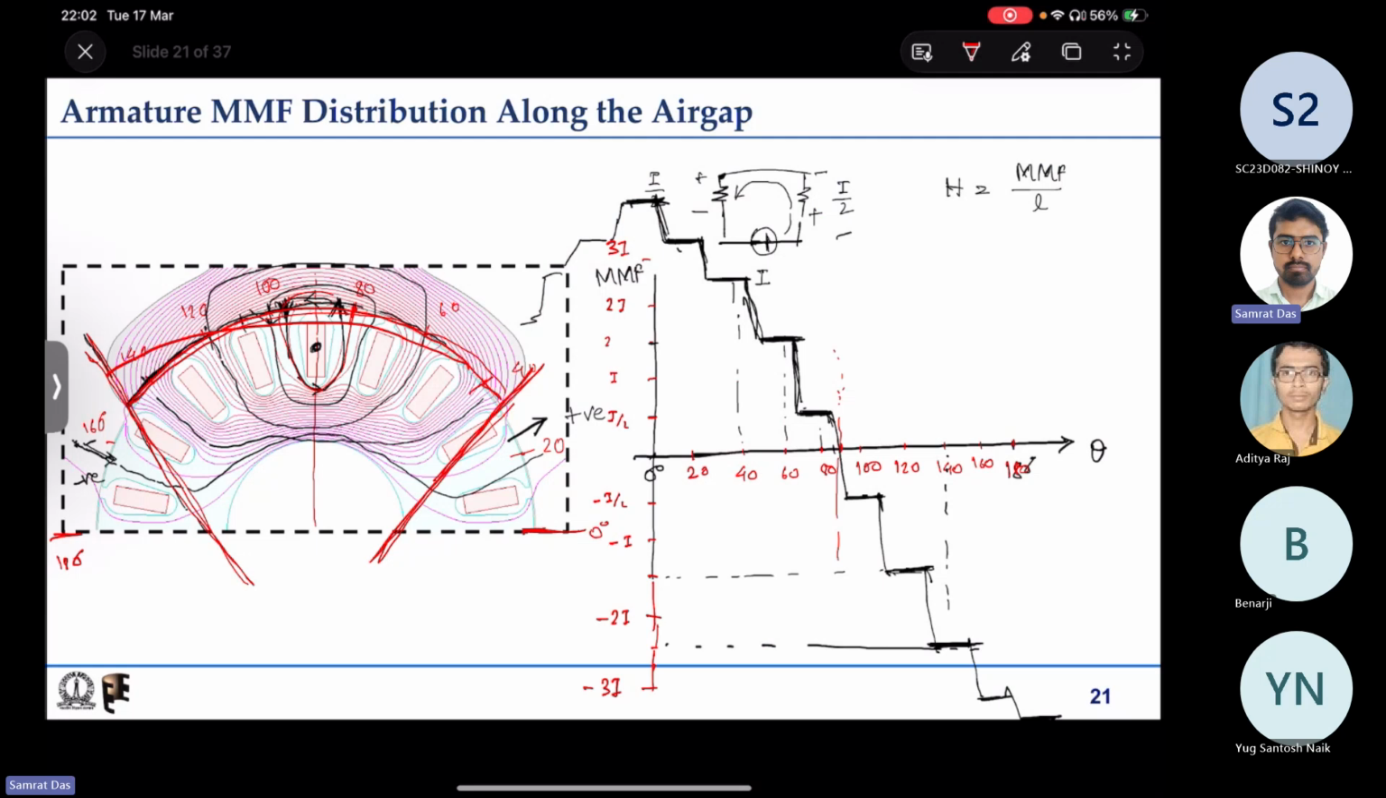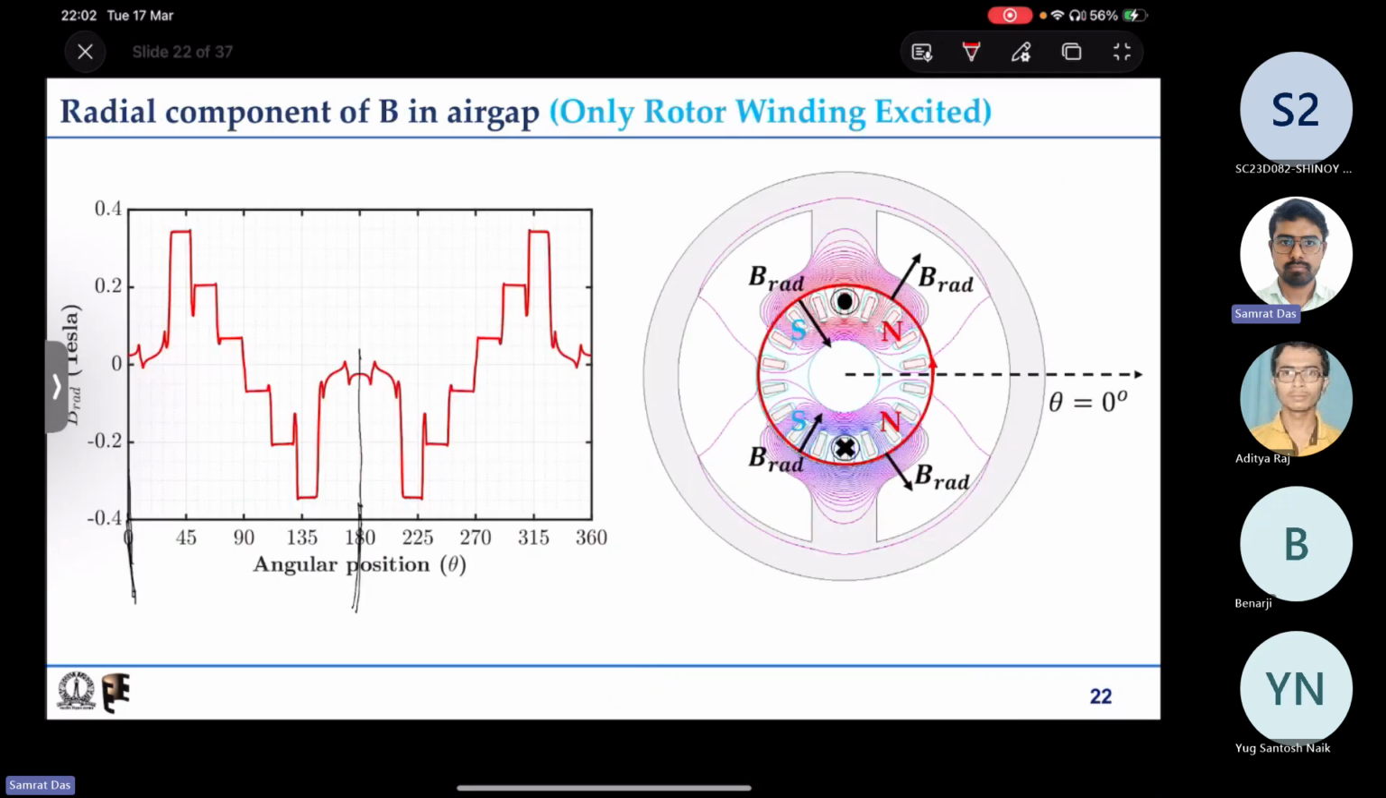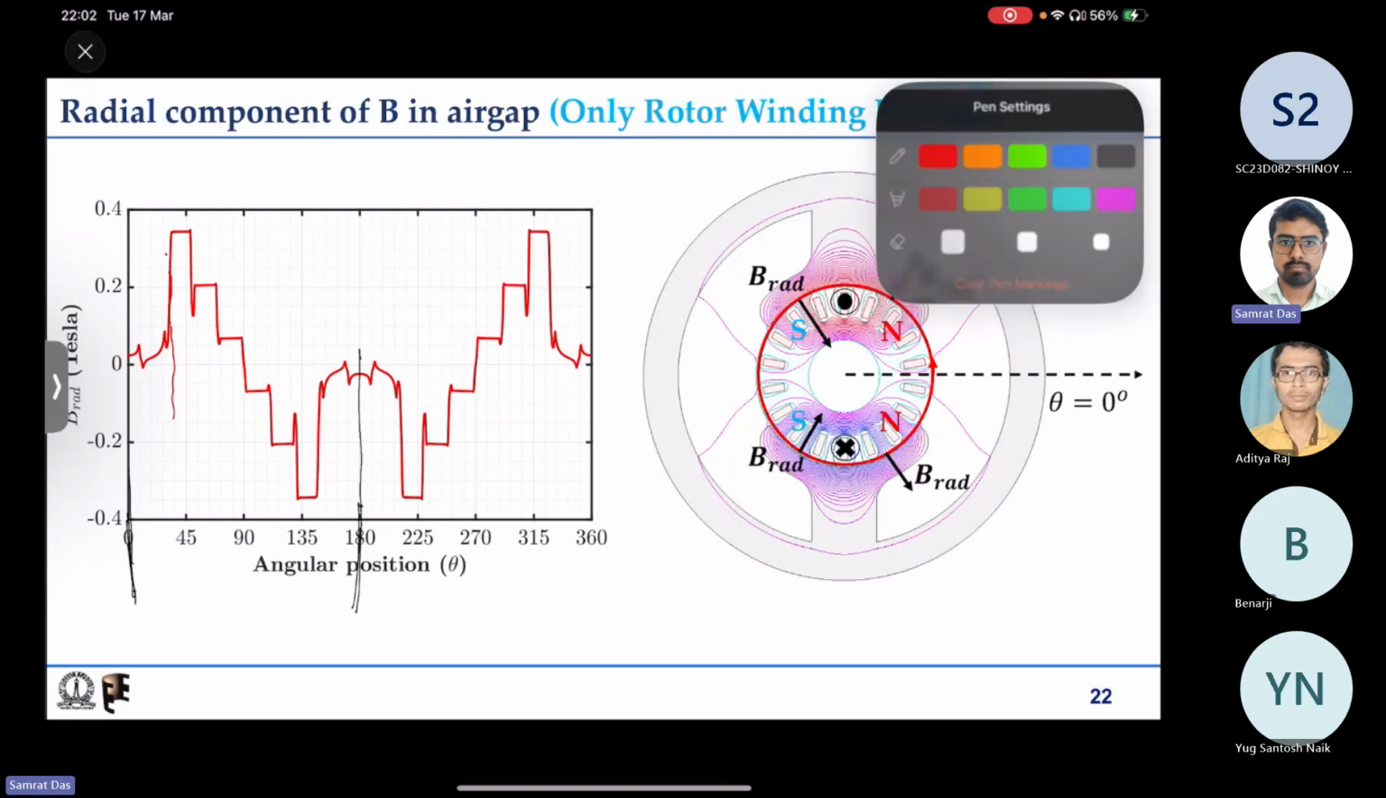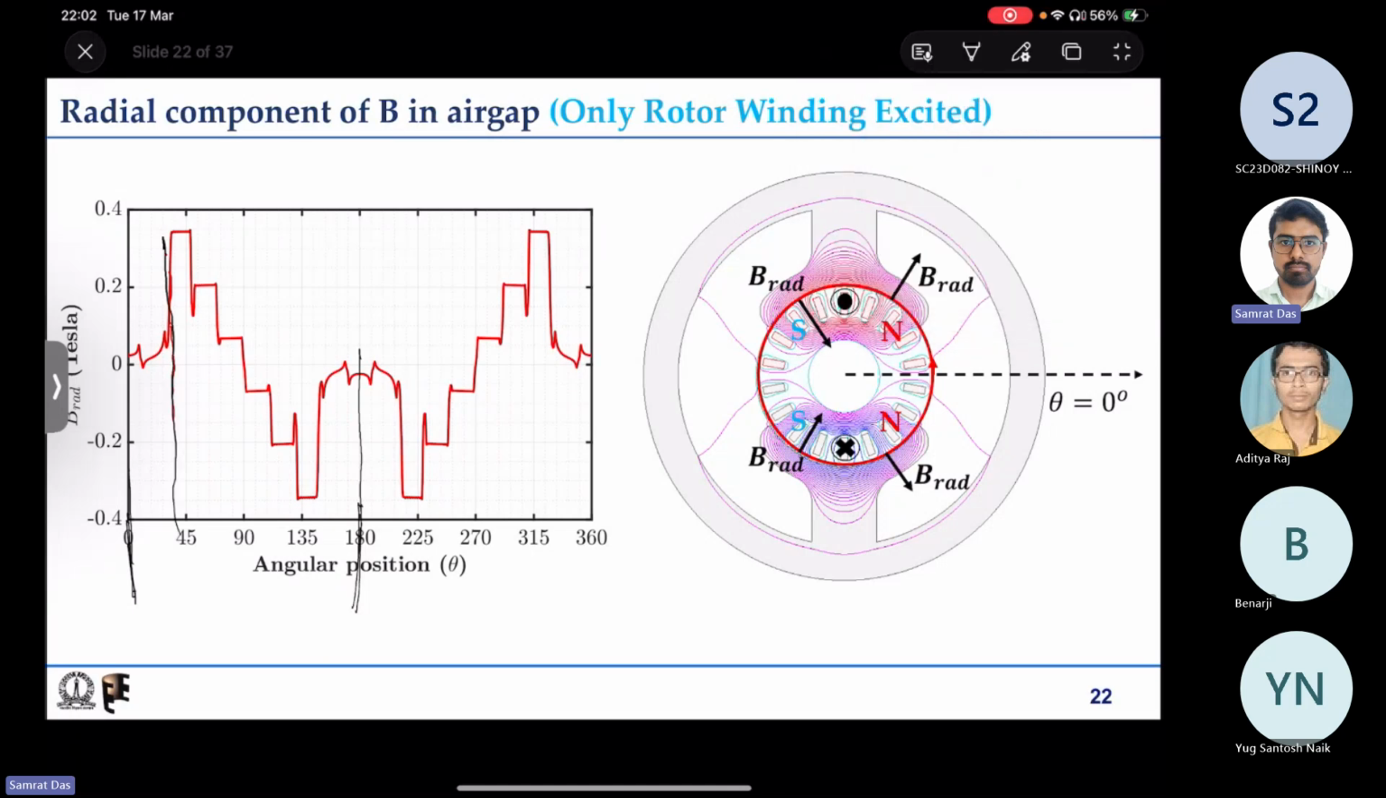So that is why in this region, say from here to here, whatever the angle, this is 40 degree. So say 30 degree to 150 degree, maybe from here to here. In this region, whatever is the shape of the MMF distribution, the same shape is retained. So 30 degree somewhere here to 150 degree somewhere here.